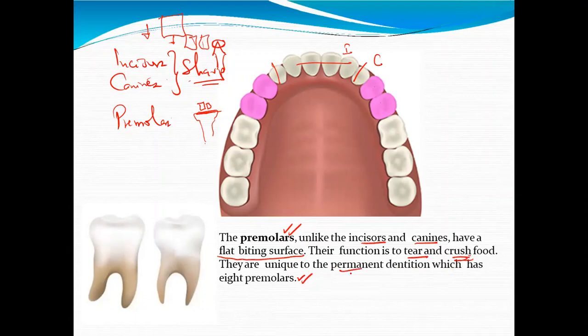So you'll find there's a difference between the primary dentition and the secondary dentition. They are unique in the permanent dentition, so you'll find them in a secondary dentition. And that is why, if you give a child meat, something that needs crushing, or some food that is a bit hard and needs some serious crushing, children will not be able to do that.